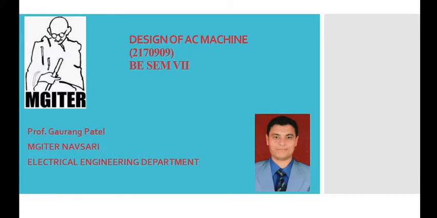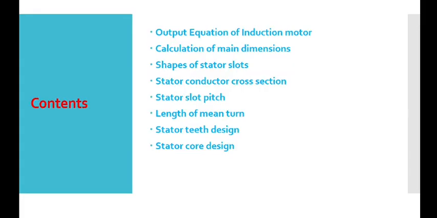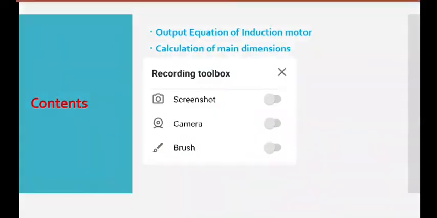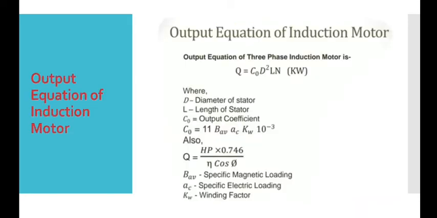Today we are going to learn these contents that you can see over here: the output equation of an induction motor. Then we will move towards the calculation of main dimensions, shapes of stator slots, stator conductor cross section, stator slot pitch, length of mean turn, stator teeth design, and stator core design. One by one, we will cover each topic throughout this lecture session.